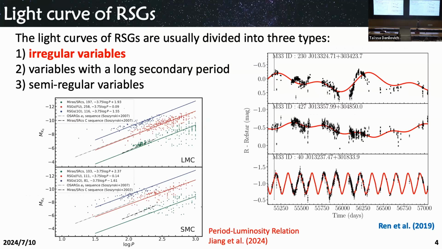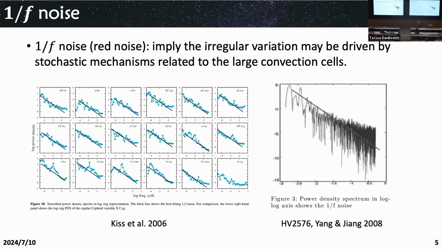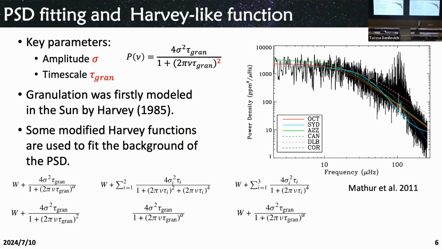The long secondary period usually has a period of more than 1,000 days or even more, and its mechanism is still unknown. This talk will mainly focus on the irregular variation shown here, and we believe that it is mainly caused by granulation. Kiss et al. and Yang and Zhang both noticed the red noise in the power spectral density of light curves of supergiant stars. Red noise means the power spectral density decreases with increasing frequency. So it suggests that the irregular variation of red supergiants may come from a stochastic process, that is, convection.